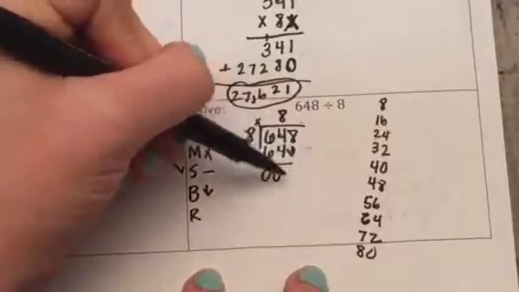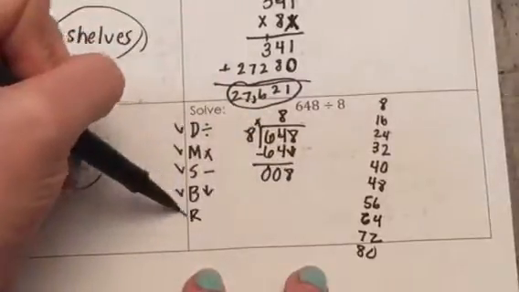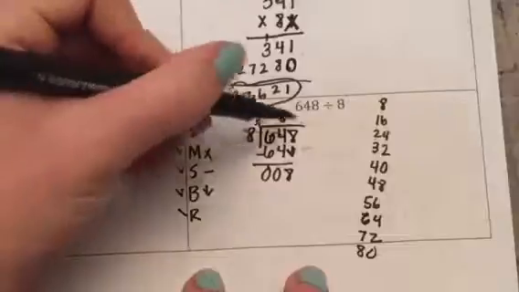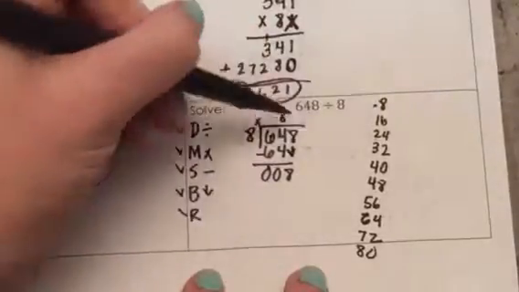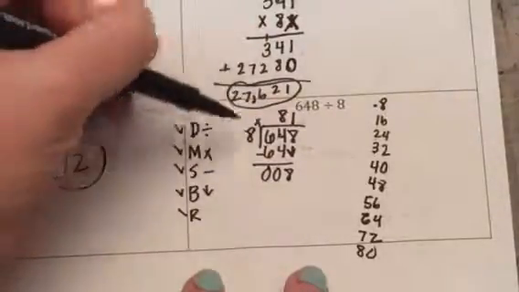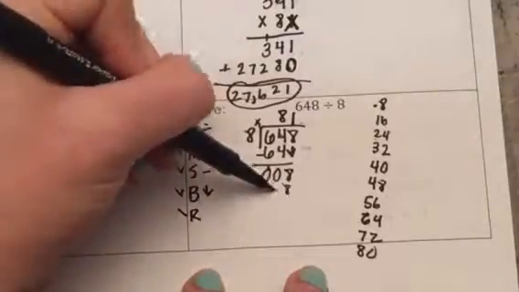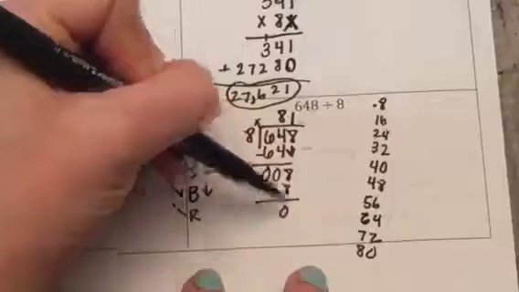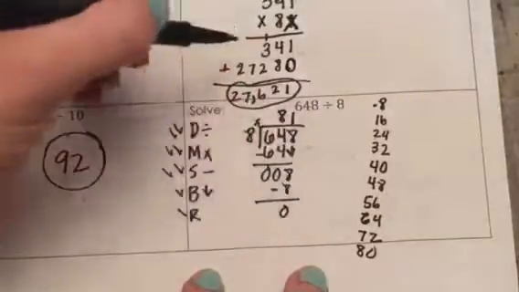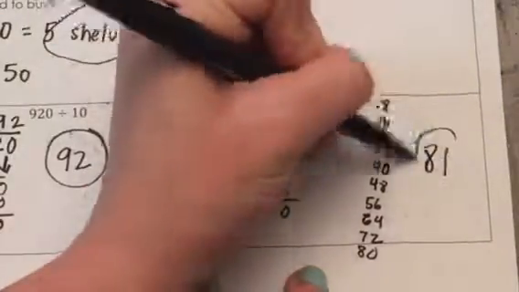I'm going to bring down my next number, which is an 8. And I'm going to repeat. How many times can 8 divide into 8? Go over here 1 time. 8 times 8 is 8. We're going to subtract it. 0, we have nothing else to bring down. We have no remainder, so the answer is 81.